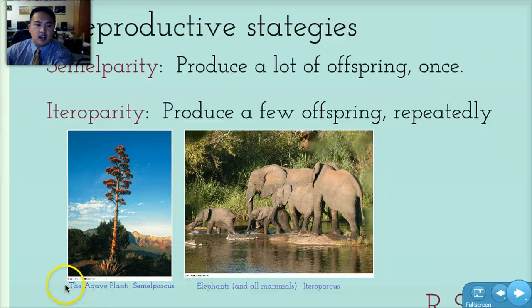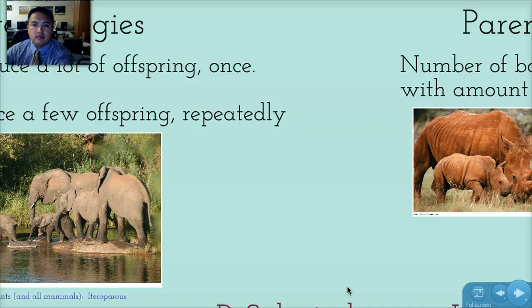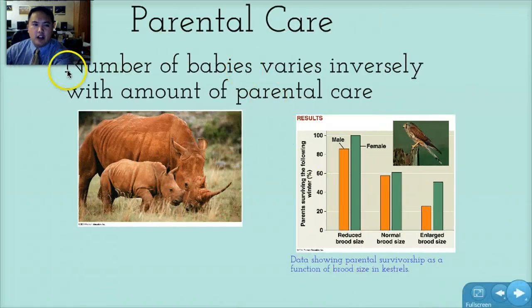So this agave plant is semelparous, or represents semelparity, which means it has lots of offspring just at one time. And elephants and all mammals, like us, are iteroparous, which means we have a few offspring repeatedly, at different times during the year, or different times in our lifetime. Also, parental care: the number of babies varies inversely with the amount of parental care. So the more parental care you have, the fewer babies you tend to have.